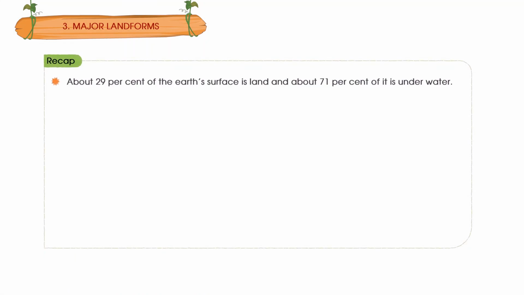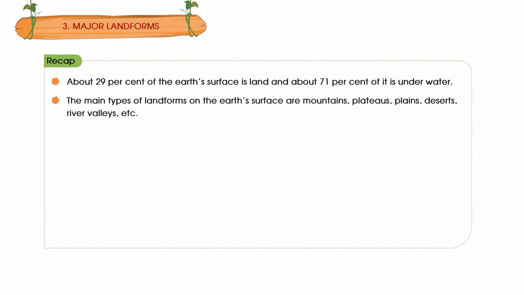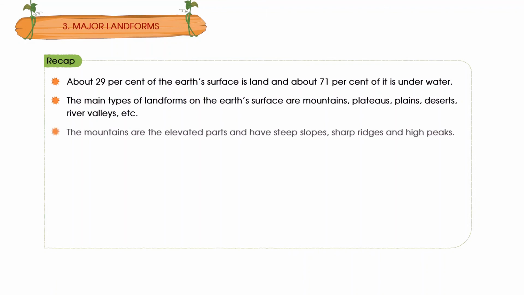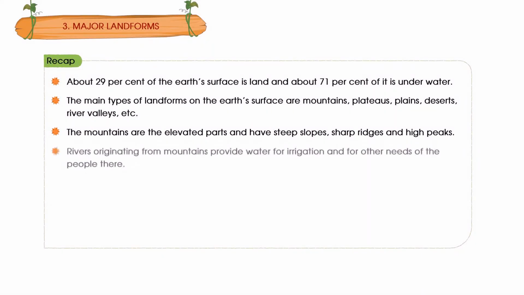Recap. About 29% of the Earth's surface is land and about 71% of it is underwater. The main types of landforms on the Earth's surface are mountains, plateaus, plains, deserts, river valleys, etc. The mountains are the elevated parts and have steep slopes, sharp ridges, and high peaks. Rivers originating from mountains provide water for irrigation and for other needs of the people there.